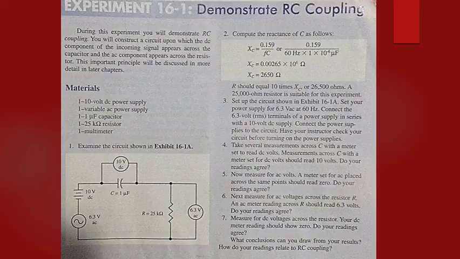6. Next, measure for AC voltages across the resistor R. An AC meter reading across R should read 6.3 volts. Do your readings agree? 7. Measure for DC voltages across the resistor. Your DC meter reading should show 0. Do your readings agree? Finally, what conclusions can you draw from your results? How do your readings relate to RC coupling?